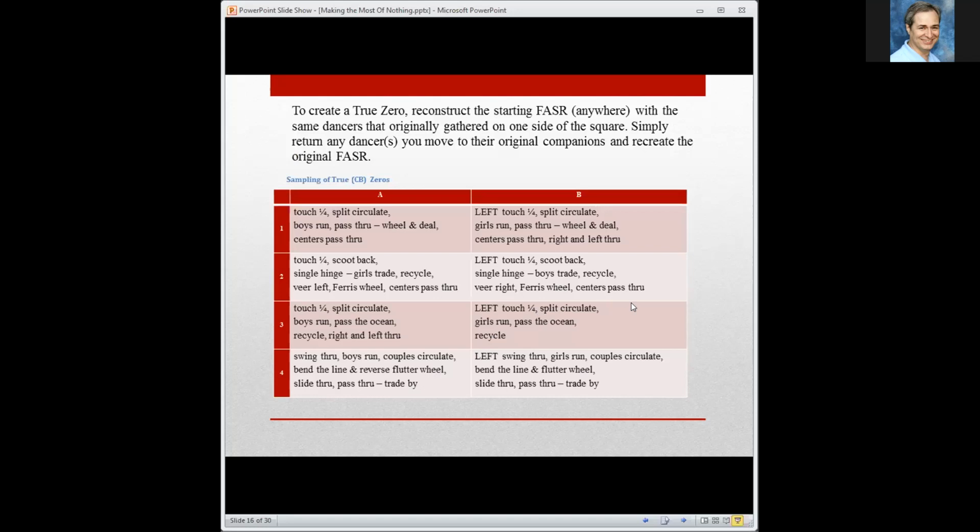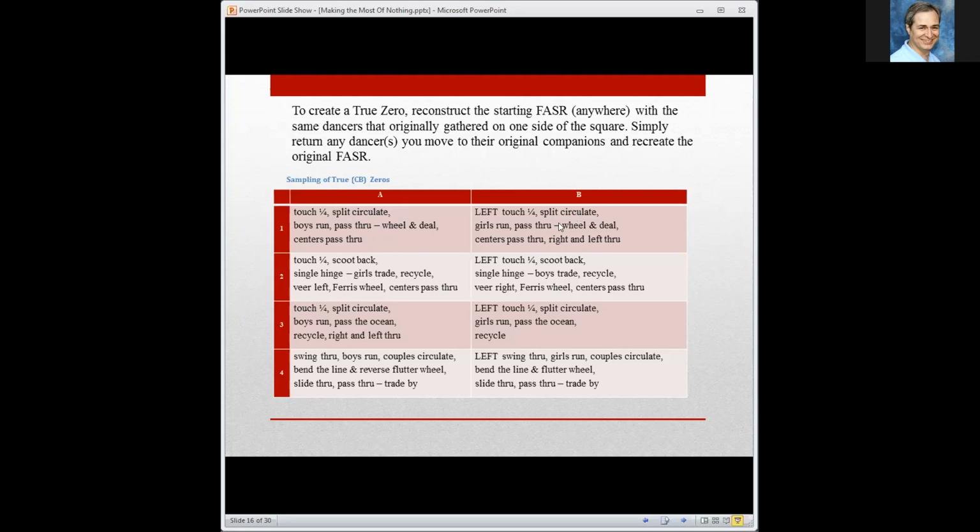So these are all corner box true zeros. And in the document, there are a few more than these. But basically, here's an idea. You could touch a quarter, split circulate, boys run, pass through, wheel and deal, and the centers pass through. You'll end up in a corner box, and the same people that were on the one side of the square will end up on the other side of the square.